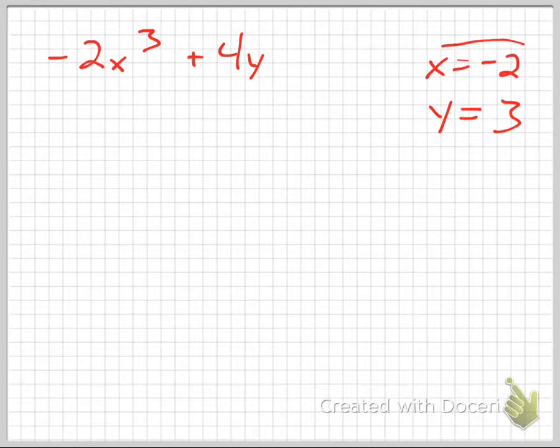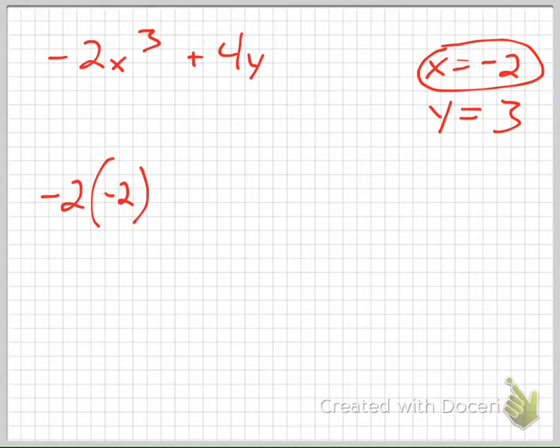When you plug in negative 2 for x, wherever you see the x, you're simply going to replace it exactly the way it sits, except in parentheses. Negative 2, and then in parentheses, negative 2 to the third, plus 4 times, in parentheses, 3. Do you see? All I did was rewrite everything except I put the number in parentheses in the variable's spot. Now that I've done that, we can solve this.